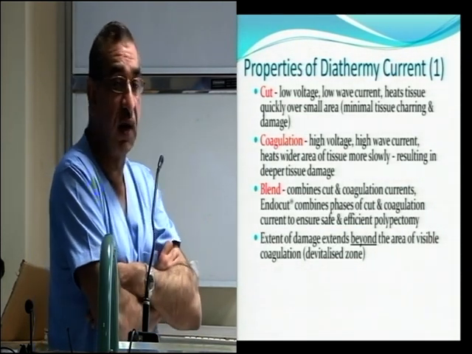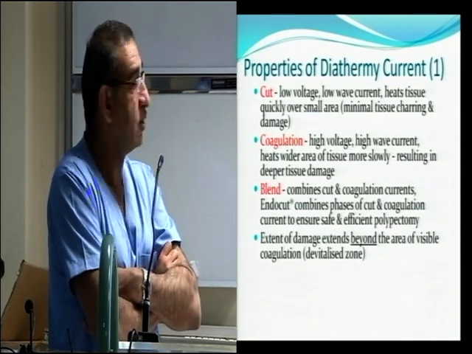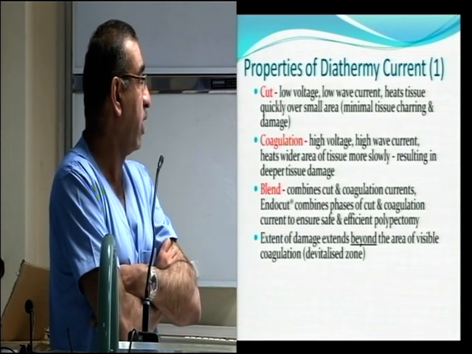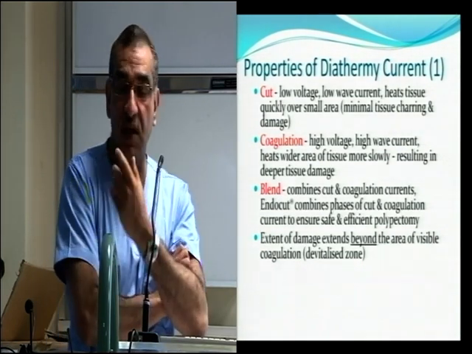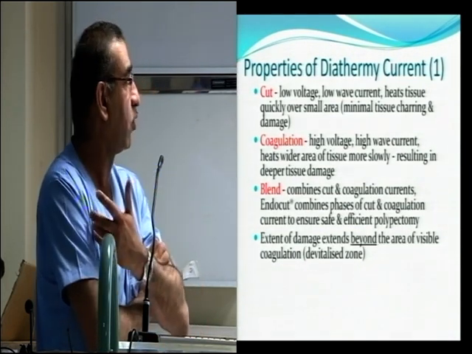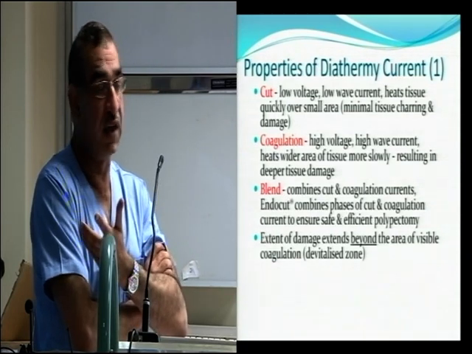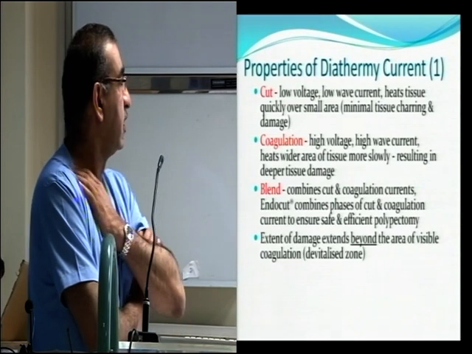Coagulation current, on the other hand, is high voltage, high amplitude current. It heats a wider area of tissue slowly, resulting in deeper tissue damage and sealing of the blood vessels. So it is useful for coagulation, for hemostasis, but not a very clean current, not a very clean cut.